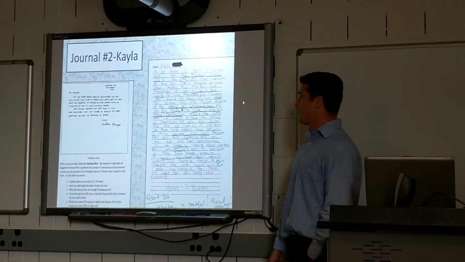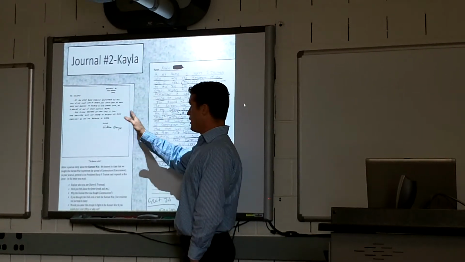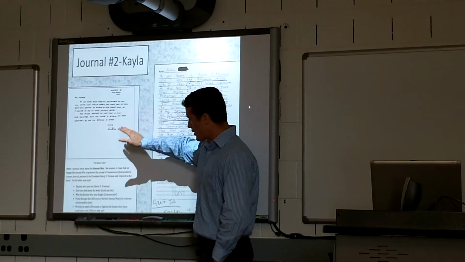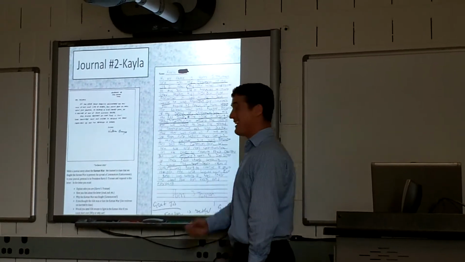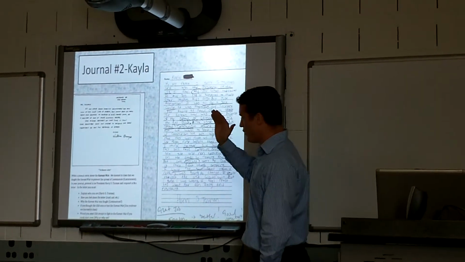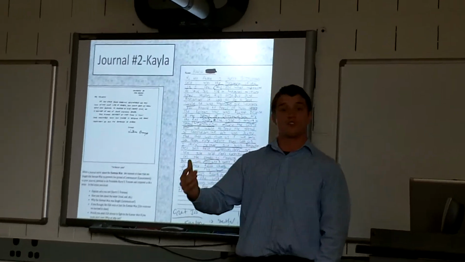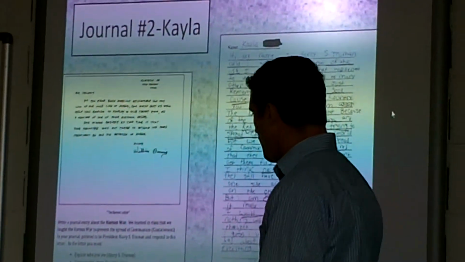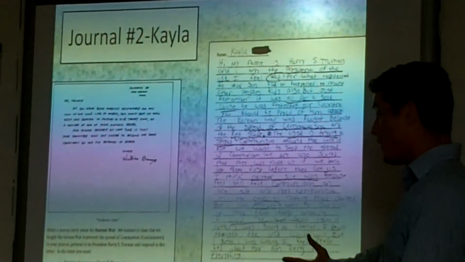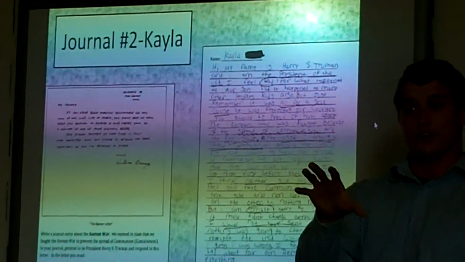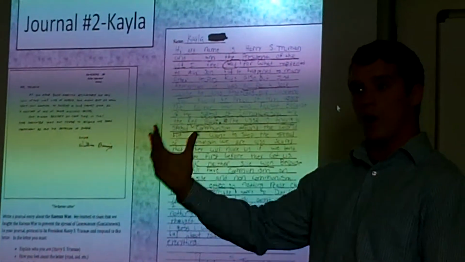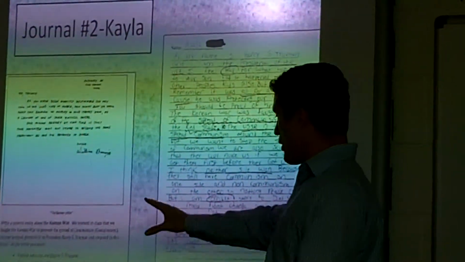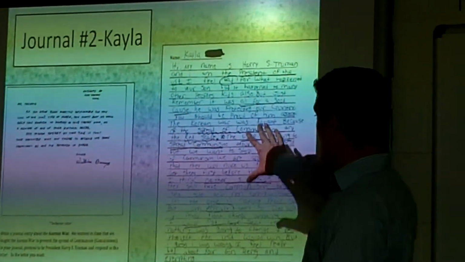This is the Banner letter. This is the actual letter that Mr. Banner wrote to Harry S. Truman. And now if you look, I added bullets explaining exactly what I wanted, such as explaining who you are, and they were Harry S. Truman. So you had to tell me, who is Harry S. Truman? How do you feel about this letter? Why was the Korean War fought? So you had to use information that we learned in class to justify why it was fought, and some other instructions as well. Now this is Kayla's piece.